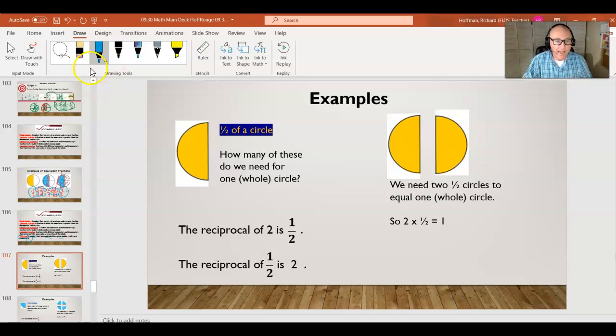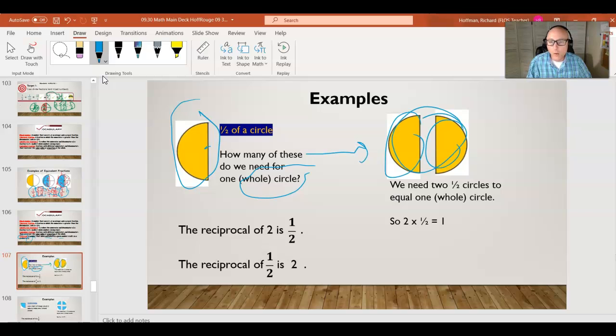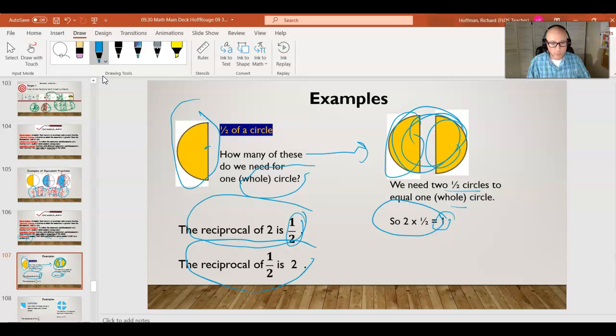How many of these halves, you got half a circle here, how many of these will it take to make a whole circle? Well, right here, you put half together with another half, you get a whole. Okay, so we need 2 half circles to make a whole. So 2 times 1/2 equals 1. So the reciprocal of 2 is 1/2. What's the reciprocal of 1/2? 2. You just flip them.